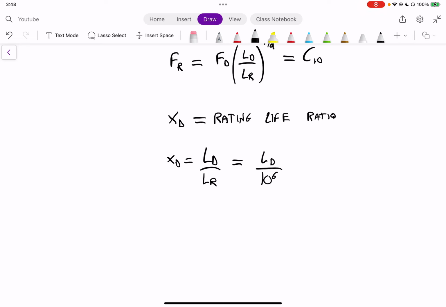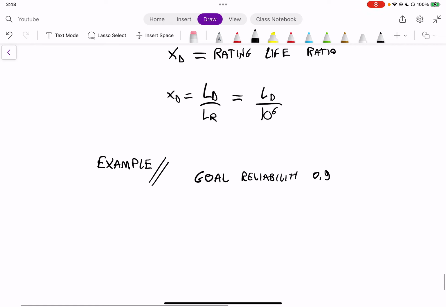We know that a bearing is going to withstand a certain force due to the fact that it is going to be used in an application where we know the exact force is going to be applied to the bearing. So let's do an example and try and figure out what bearing we would use in a catalog, or what value of catalog bearing we should use. So we have a goal reliability of 0.9, and we're told we have to use a ball bearing.